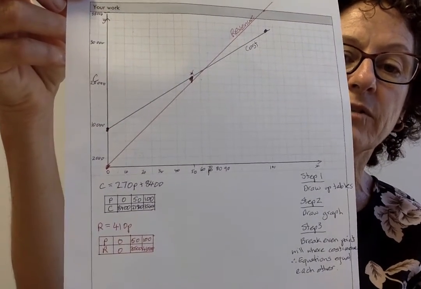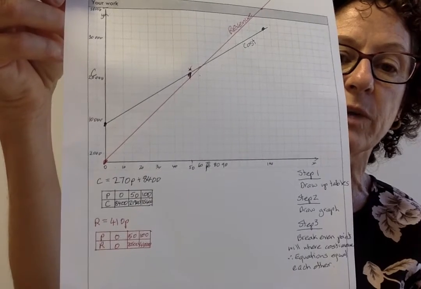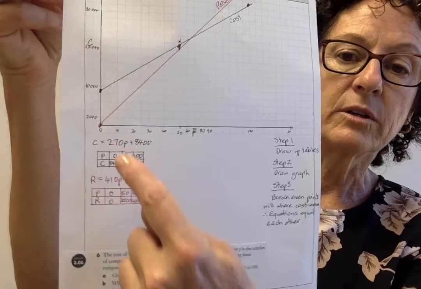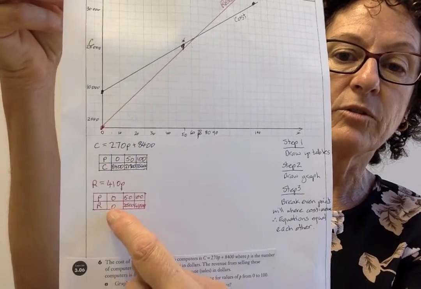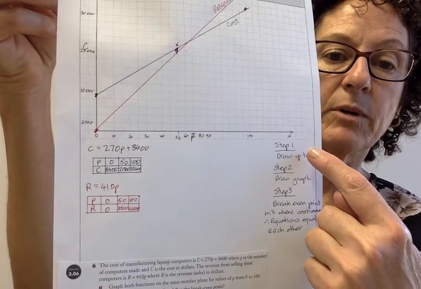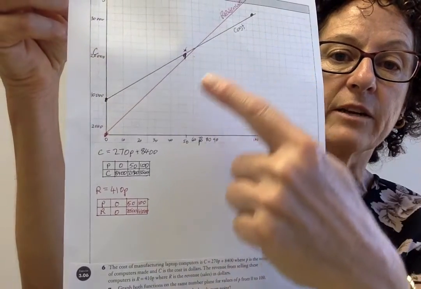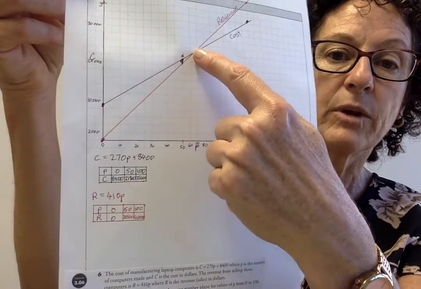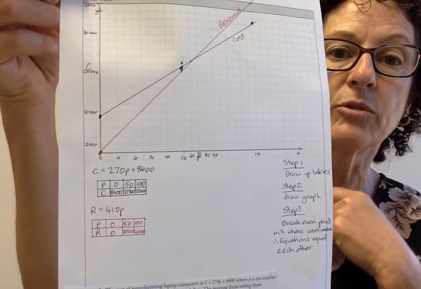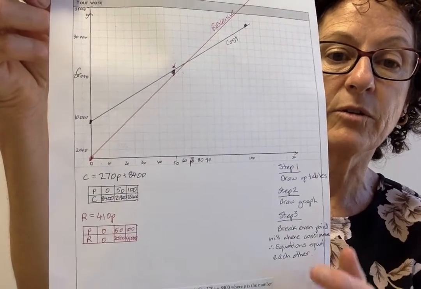So step 1, I've drawn up some tables for each equation. You can see I've got a cost table and a revenue table. And that's my step 1. Then step 2, I've gone ahead and drawn a graph to see where that break-even point is, where the cost would meet the revenue.